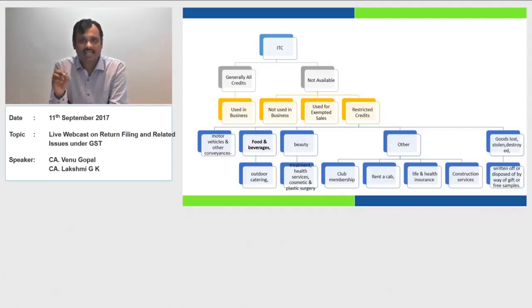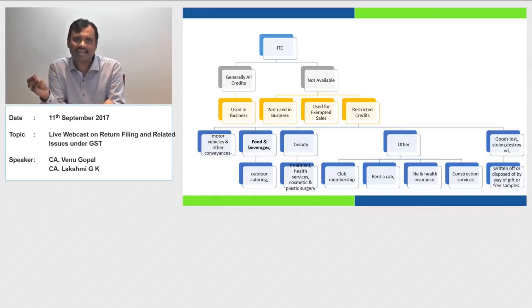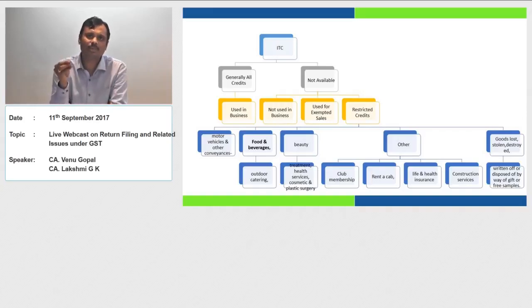Now, you are a rice dealer. Whatever rent you are paying for your godown, it is for your business purpose, so it is generally available. But you are also paying rent of your personal house where you are staying and booking that expenditure in your business account, and you are paying GST on that.